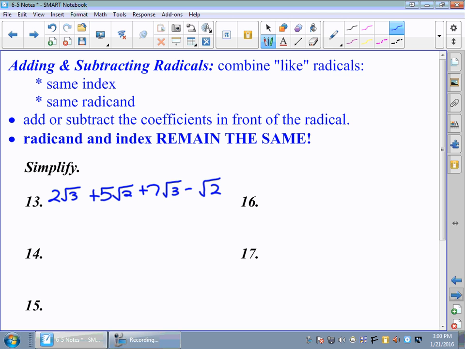So we've got 2 root 3s here. I've got 7 more here. I have a total of 9 root 3s. I have 5 root 2 here, and I subtract 1. I have 4 root 2s. So that's my final answer. You can't do anything else with it.